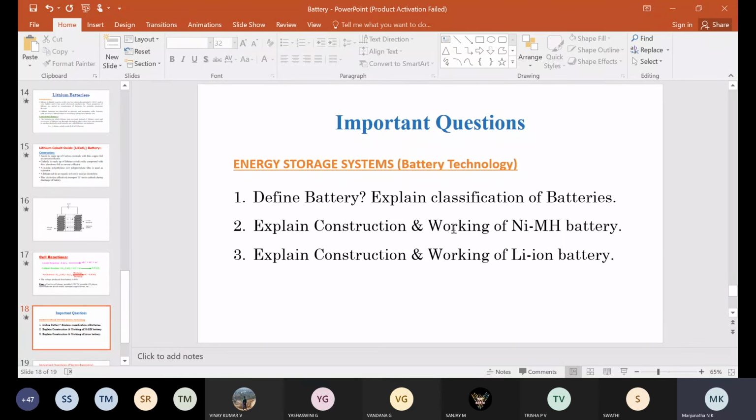Then construction means in the construction you need to write down which is the anode material, which is the cathode, which is the electrolyte and which is the separator. Then you need to write down working. While writing working, you need to write down three reactions: anode reaction, cathode reaction and net cell reaction. It's clear. Next, another possible question: explain construction and working of lithium ion batteries.